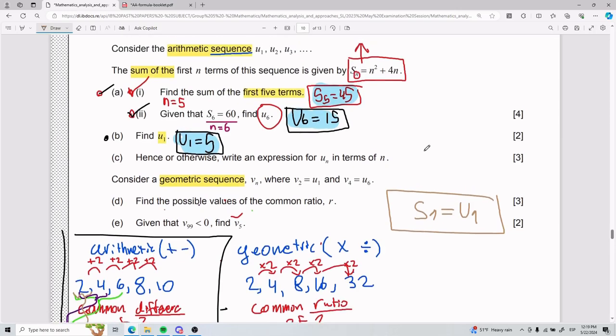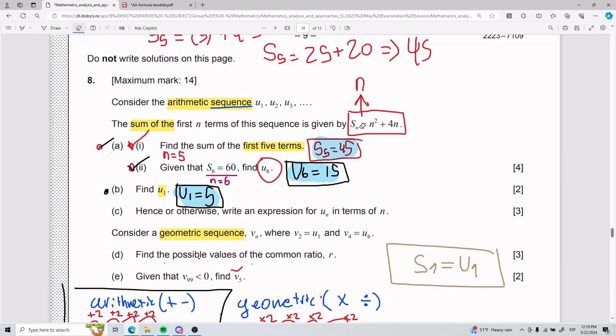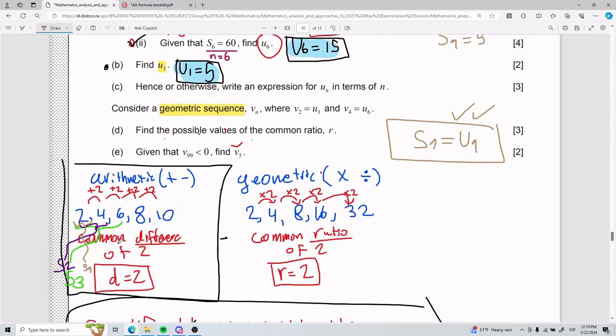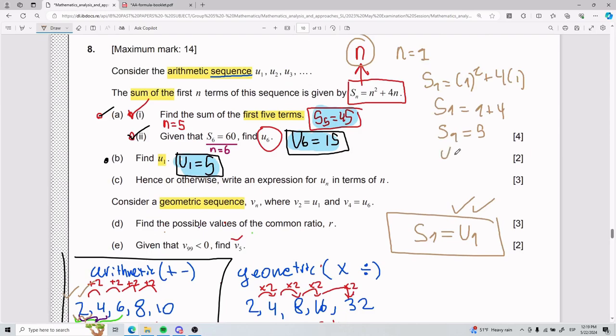So S of 1 equals U1. And from here, you have this sum formula over there that asks only for n. So you can plug in n equals 1 here. You end up with S of 1 equals 1 squared plus 4 times 1, right? And so S of 1 equals 1 plus 4. S of 1 equals 5. And you know that S of 1 equals U1 by logic, right? And so here you can say that because S of 1 equals 5, then U1 also equals 5. This is another way to do part B, okay? I'm just giving you all the tools you need. Might as well show you all the options. Why not, right? Anyways, that is for part B, all right?